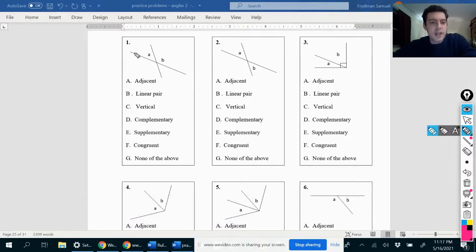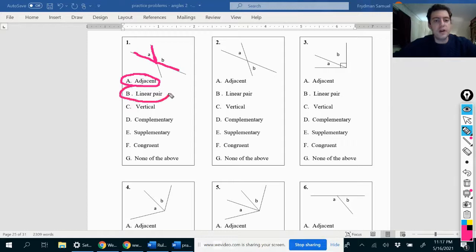So this is angle A over here, which is formed from these two lines. And then angle B over here is formed from these two lines. So are they adjacent? Well, what does adjacent mean? Adjacent means they share a common side and a common vertex. Yes, they do, so they are adjacent. Are they a linear pair? Do they form a straight line together? Yes, they do, so they are a linear pair.